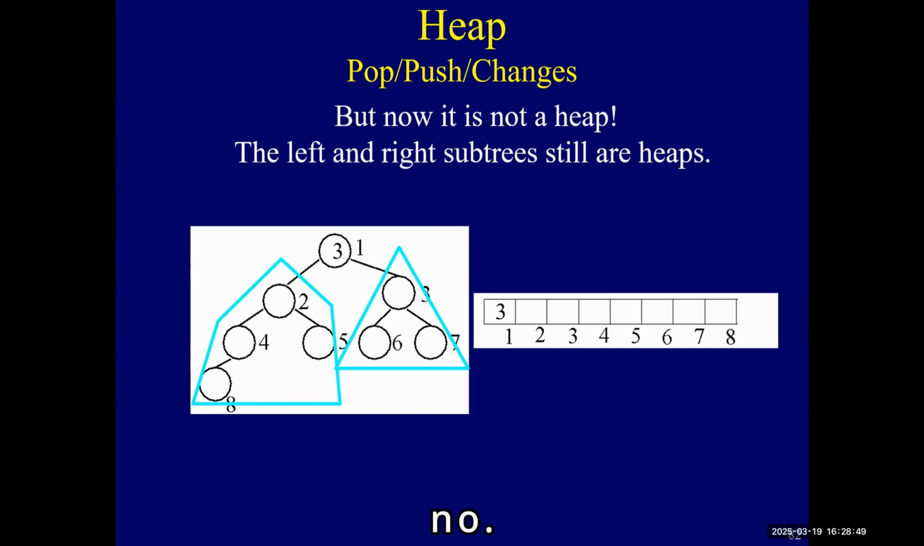The truth is heaps aren't trees at all. They're arrays. And that's why they're faster, because you're not doing all this.